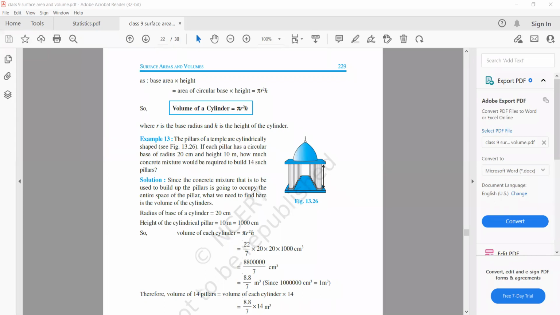And then you multiply this with the height of the cylinder. So that becomes the volume. See how you got this formula?